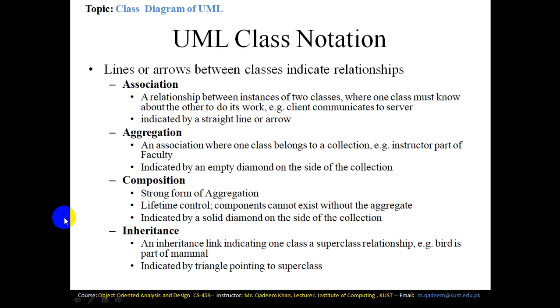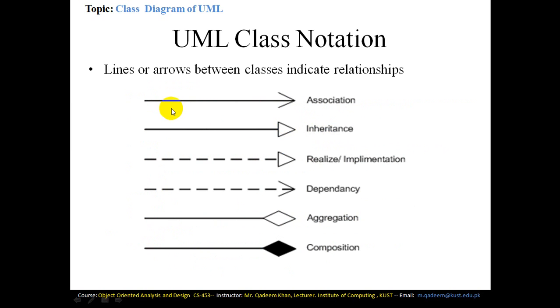Right. Now, UML class notations, there you can see that we have multiple lines in the class diagram. First one is called the association, second one is the aggregation, third one is composition, and last one is the inheritance. Now, association, what is the meaning of the association? An association relation is shown with a straight line. The association relation is shown here. That is the straight line.